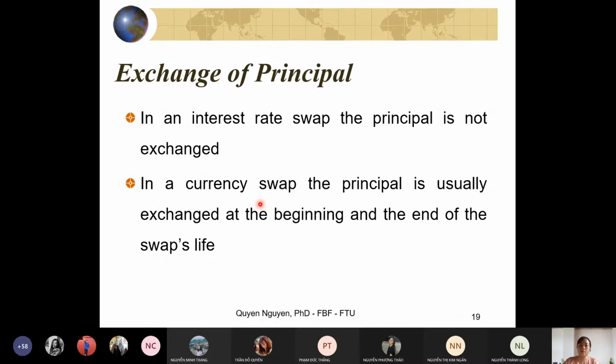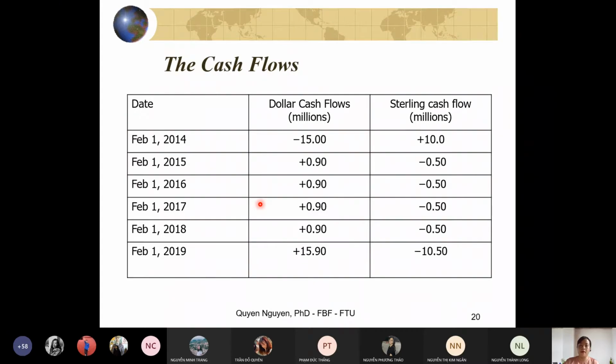So the interest rate swap, we do not exchange the principal, right? This is what we have already agreed at the beginning. But for the currency swap, the difference lies in the way that there would be the exchange of principal at the beginning and at the end of the swap life.